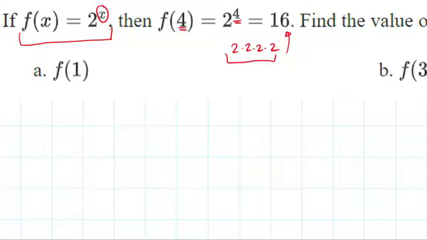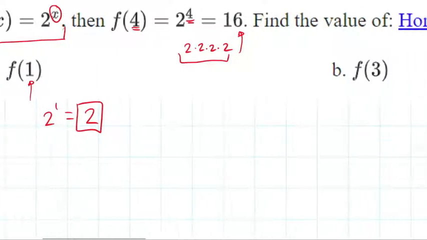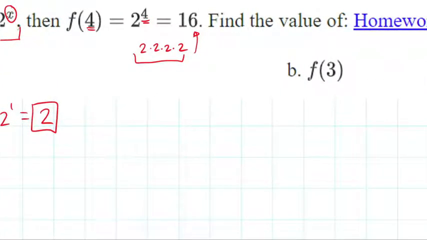So they're saying, okay, if that's what f of x is, tell me what f of 1 is. So if I take this same function and place a 1 in, it becomes 2 to the 1st power, which is simply the number 2. And then the other value says, what if you put a 3 in there? That becomes 2 to the 3rd power. We know that is 2 times 2 times 2, and 2 to the 3rd is the number 8.